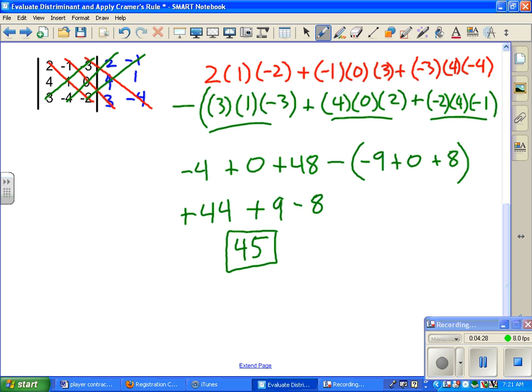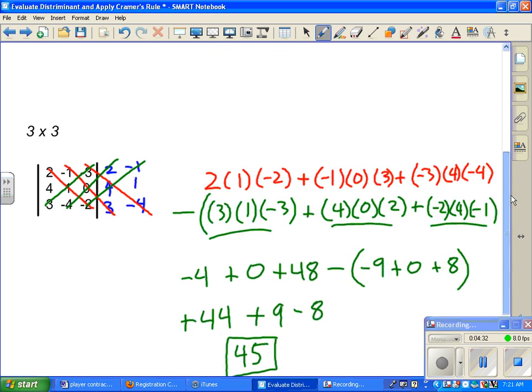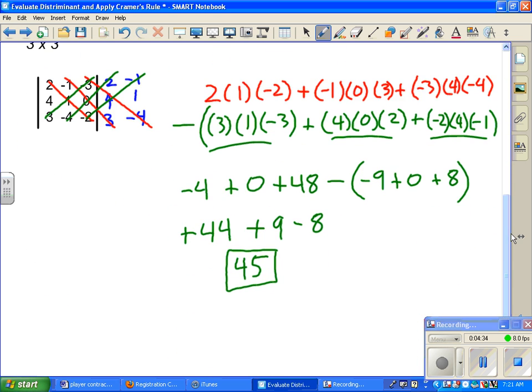So it's obviously a little easier with a 2 by 2. You only have the main diagonal and the other diagonal to worry about. With a 3 by 3, things add up. Okay, you're going to have to add a couple rows and make sure you multiply all the diagonals together.